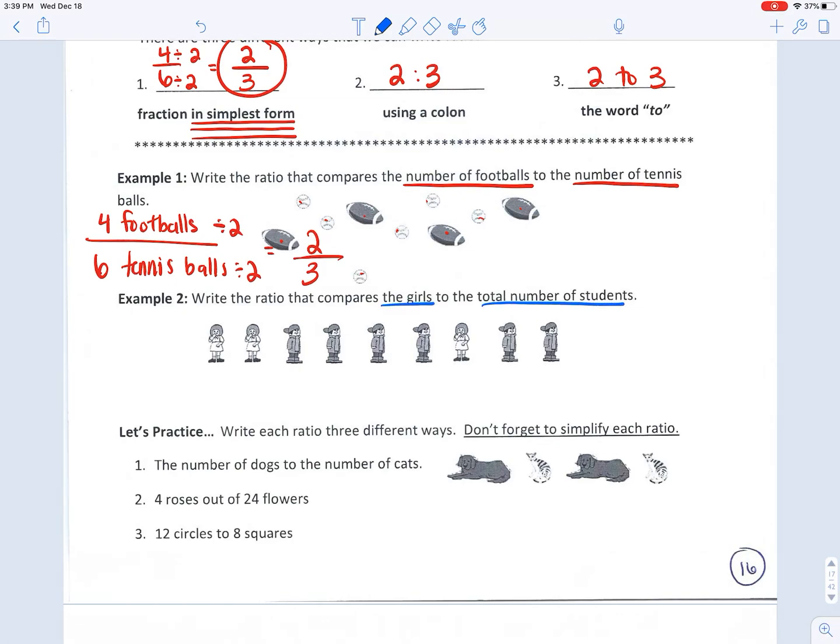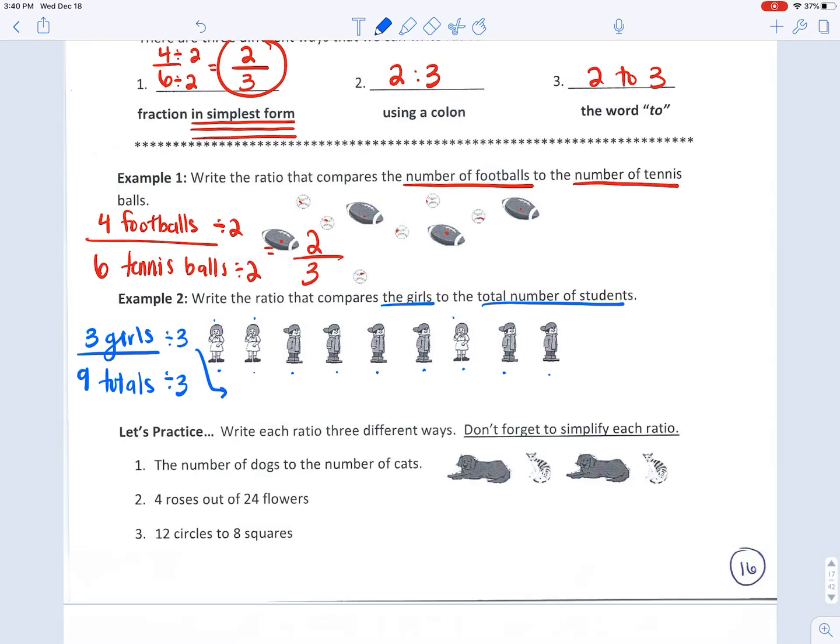So let's see, we have 1, 2, 3 girls. Okay, so that's going to go in our numerator here. And then total number of students, 1, 2, 3, 4, 5, 6, 7, 8, and 9. So 9 total students. Let's go ahead and simplify this fraction here. I need a number that goes into 3 and 9. So if you think about that for a second, hopefully you've come to the same conclusion that 3 goes into both of those.